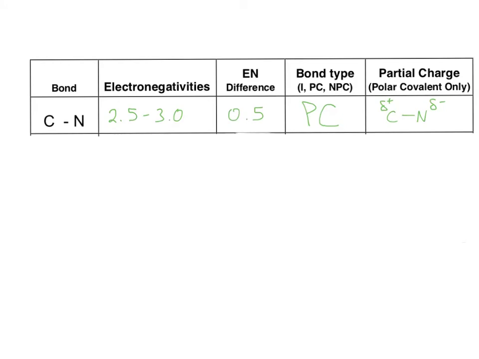Here's an example. Looking at the bond between carbon and nitrogen, the electronegativities are 2.5 to 3.0. That's a difference of 0.5. We take the absolute value of this. According to that chart, this makes this a polar covalent bond, meaning part of the molecule is going to have a partial negative charge, and the other part will have a partial positive.